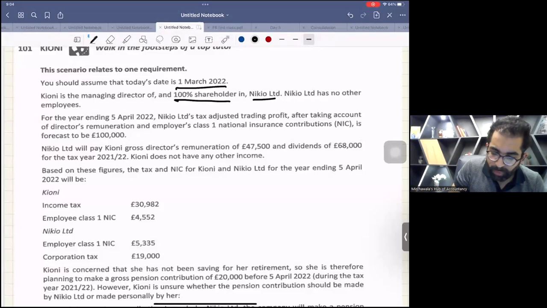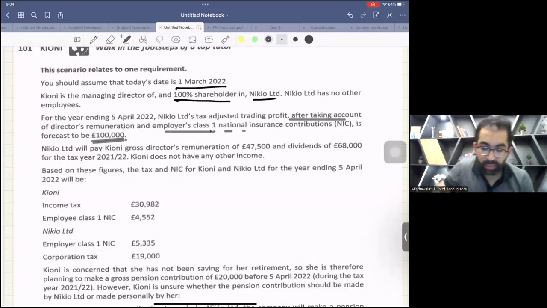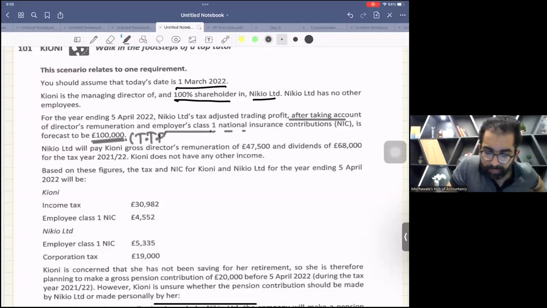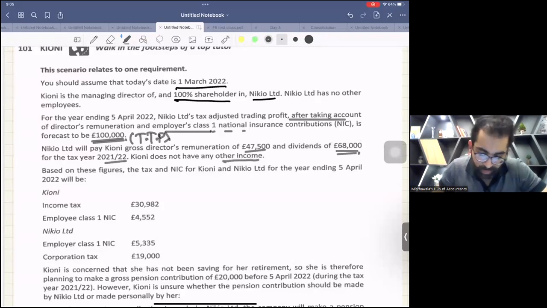Now, for the year ended 5th April 2022, NICO Limited's tax adjusted trading profit after taking account of the director's remuneration and employer's class one NIC is 100,000. See the word, it is after. This 100,000 is after deducting all expenses. In shortcut, this is your TTP for corporation tax purposes. NICO Limited will pay Keone a gross director remuneration of this and a dividend of this. For the tax year 21-22, Keone does not have any other income. Based on these figures, calculate the tax and the NICs for Keone and NICO Limited for the year ending 5th April 2022.